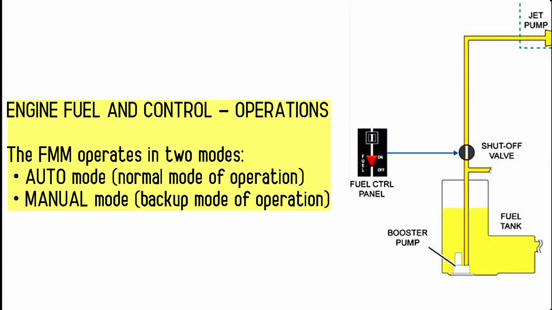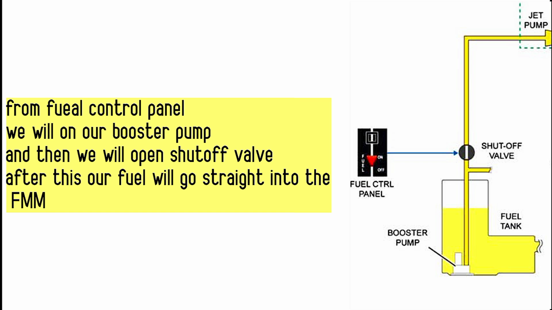The FMM operates in two modes. Auto mode, the normal mode of operation. Manual mode, the backup mode of operation. From the fuel control panel, we will turn on our booster pump, and then we will open the shutoff valve. After this, our fuel will go straight into the FMM.